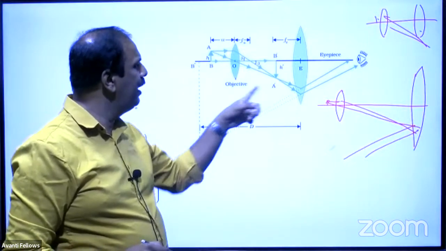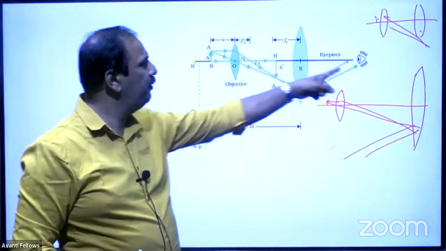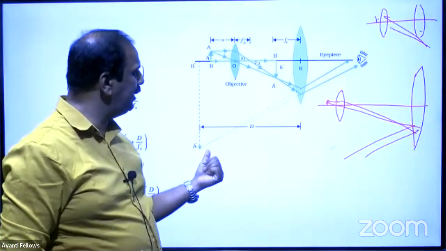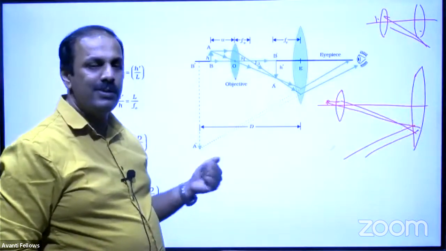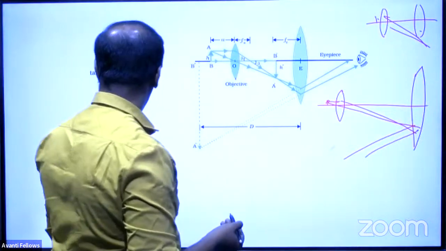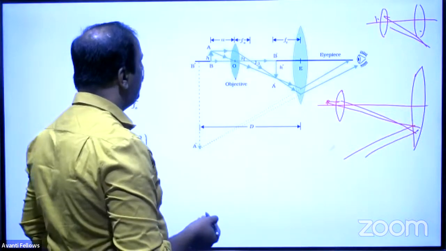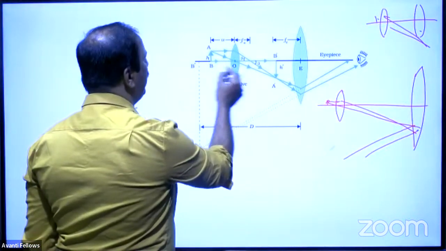So you have an objective here and an eyepiece here, and the object is kept here. We are looking from here. In this adjustment, you can see that the image is formed at D. So here we have to calculate the magnification. The derivation is simple here, okay? Because first we have to calculate the magnification made by the objective.